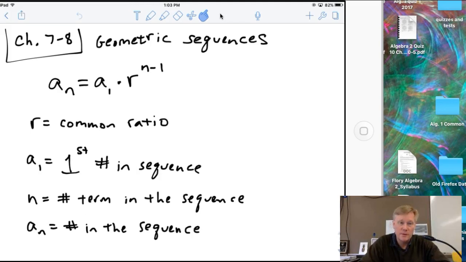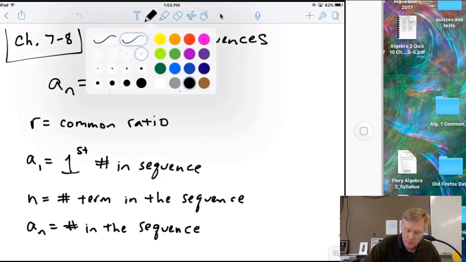A of 1 is the first number in the sequence. N is the number term in the sequence. And a of n is the number in the sequence. And you can write that on your formula sheets, please.